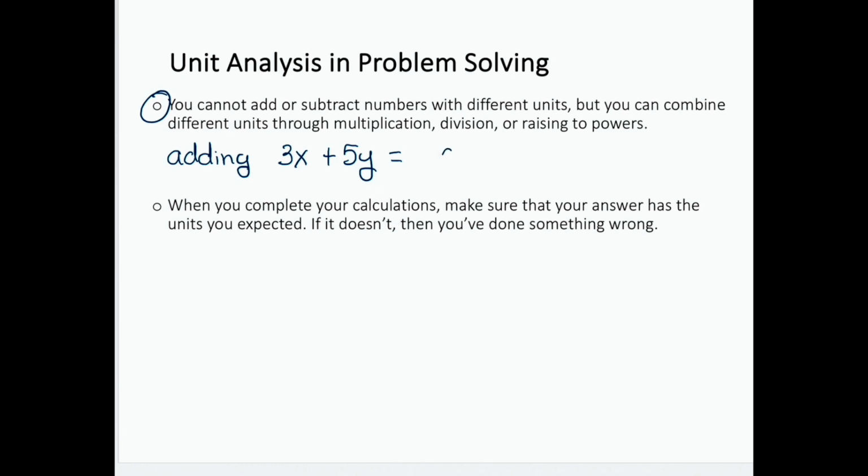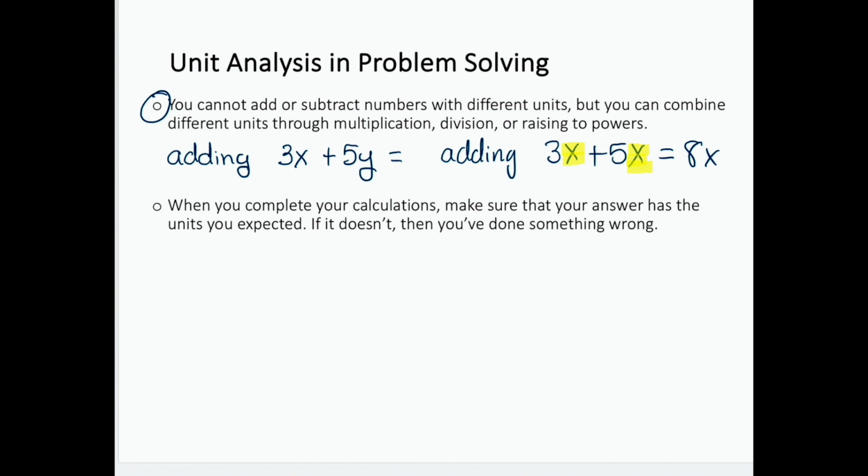But if we had, for example, 3x plus 5x, because these represent the same thing, I can add them together and say that I have 8x. So the same thing goes with units.